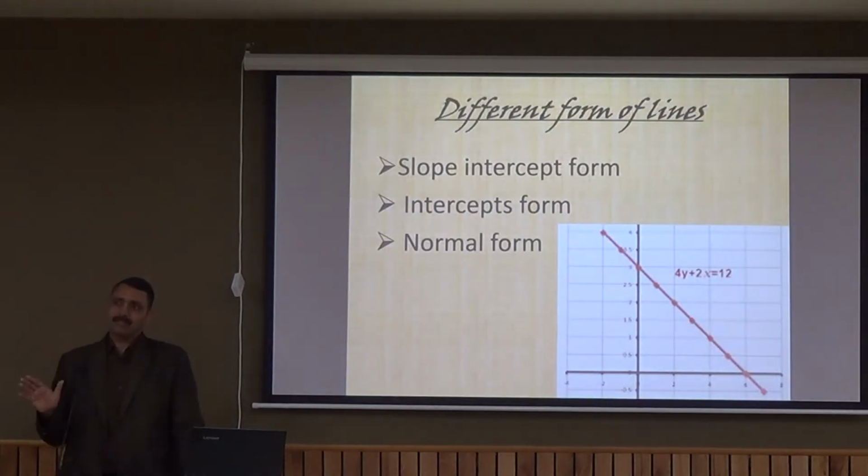We have different forms of line. We have slope-intercept form, we have intercept form, and we have normal form.